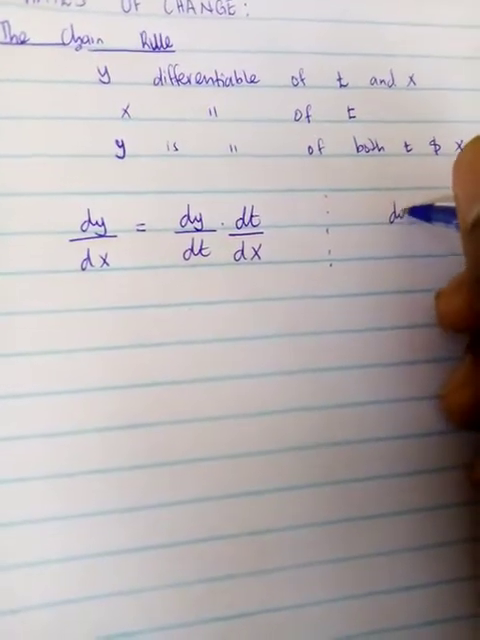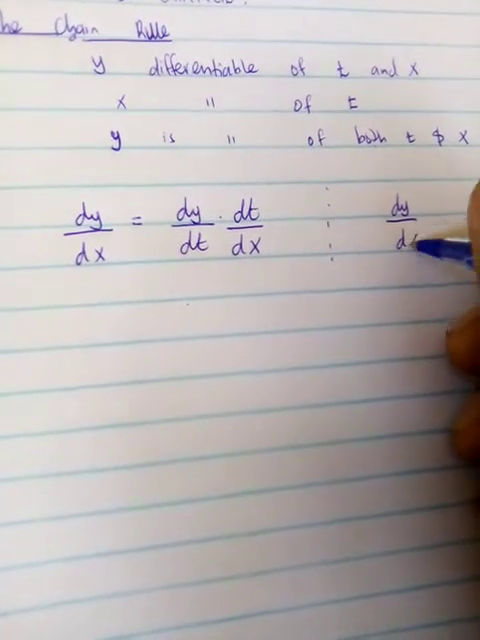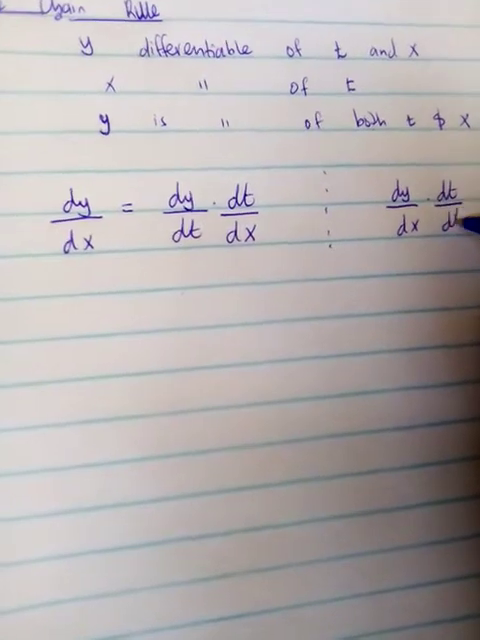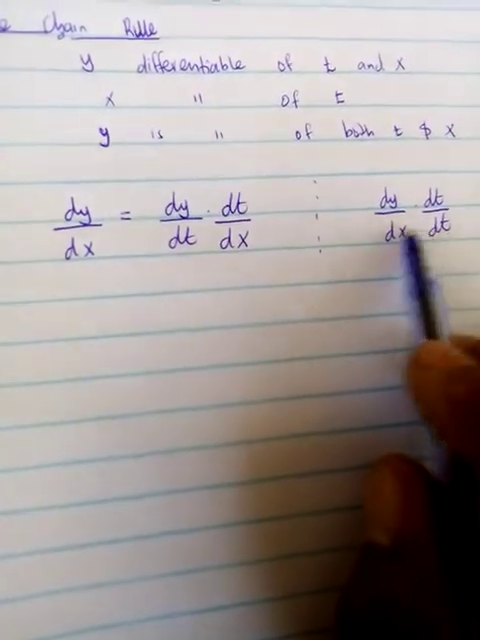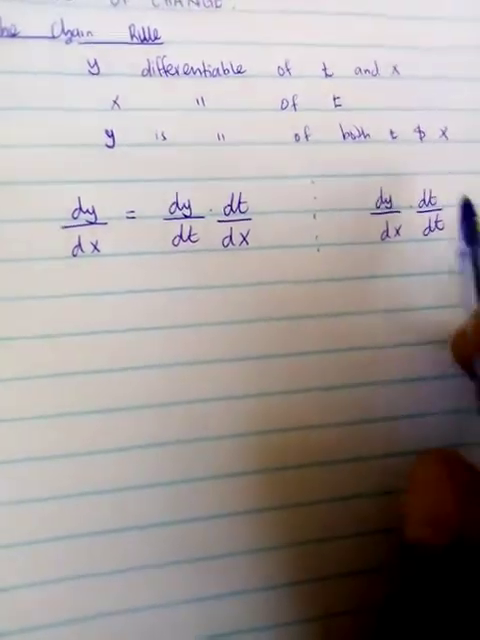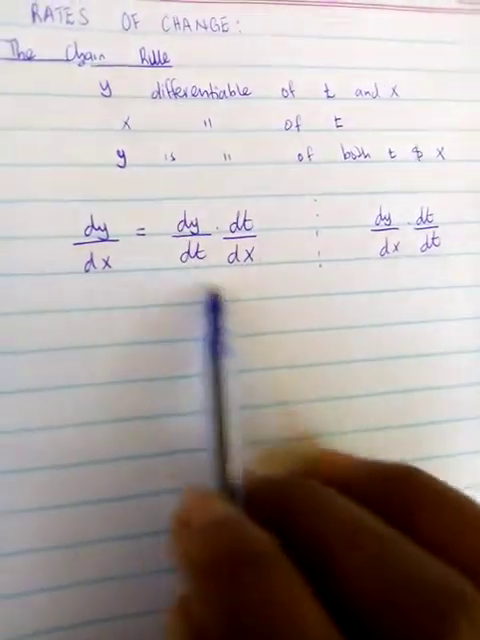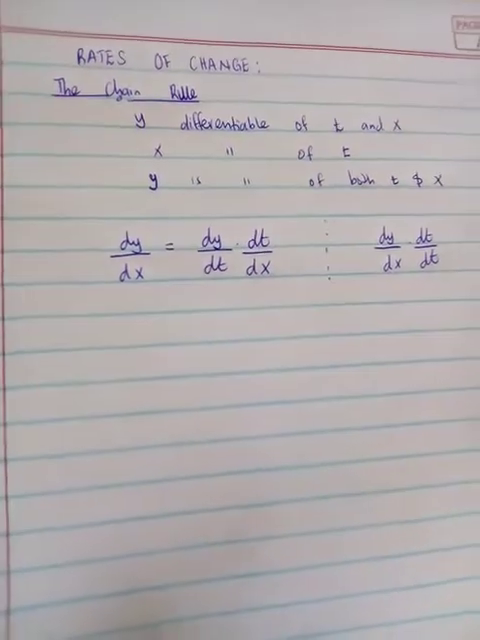I have dy/dx, then I introduce here a dt by dt, because this is multiplication. These can alternate their places. This one can come this way, the other one goes this way, so that I come up with such an algorithm.